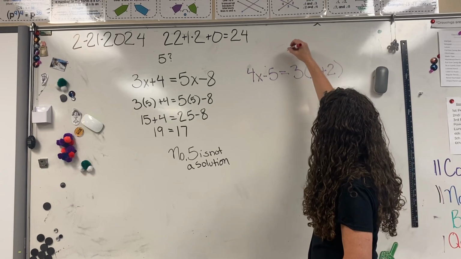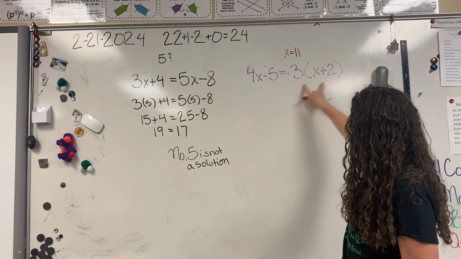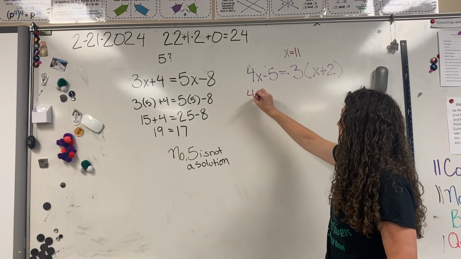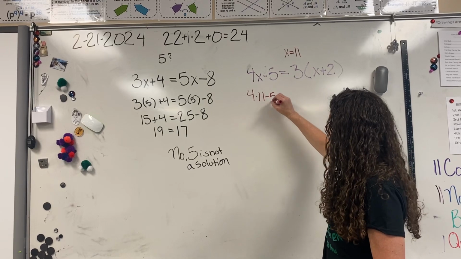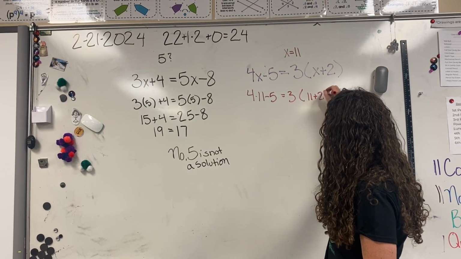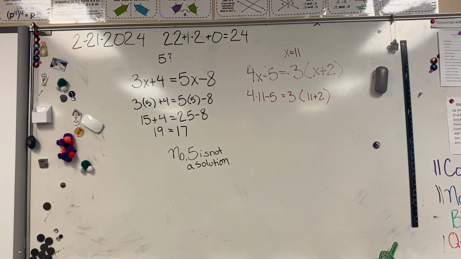So let's test to see if x equals 11. Okay? Now, everywhere I see an x, I'm going to put an 11. So I have 4 times 11 minus 5 equals 3 times 11 plus 2. What do we have on this problem that we didn't have on the other problem? What do we have, Tricia? We have parentheses.